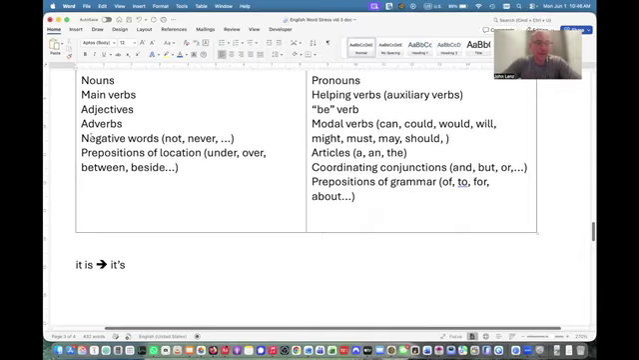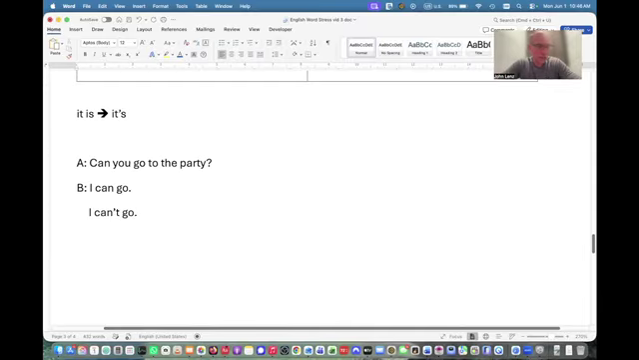Let's take a look at some examples here. Imagine that this sentence from person A is spoken. Can you go to the party? Which words are we going to stress? Can? No, it's a modal. You? No, it's a pronoun. Go? Yes, it's our main verb. To? No, it's a preposition. The? No, it's an article. Party? Yes. And we stress the first syllable of that word.